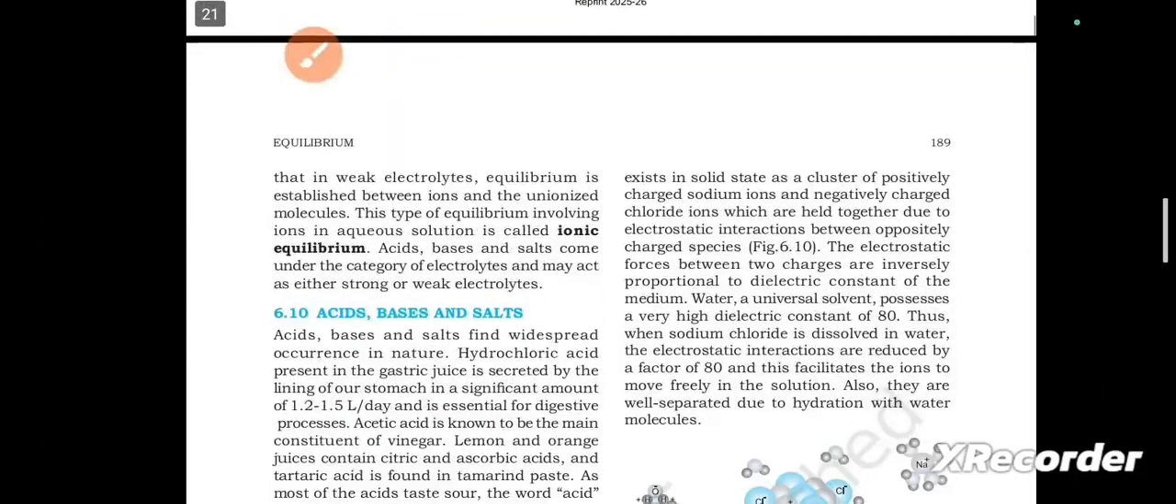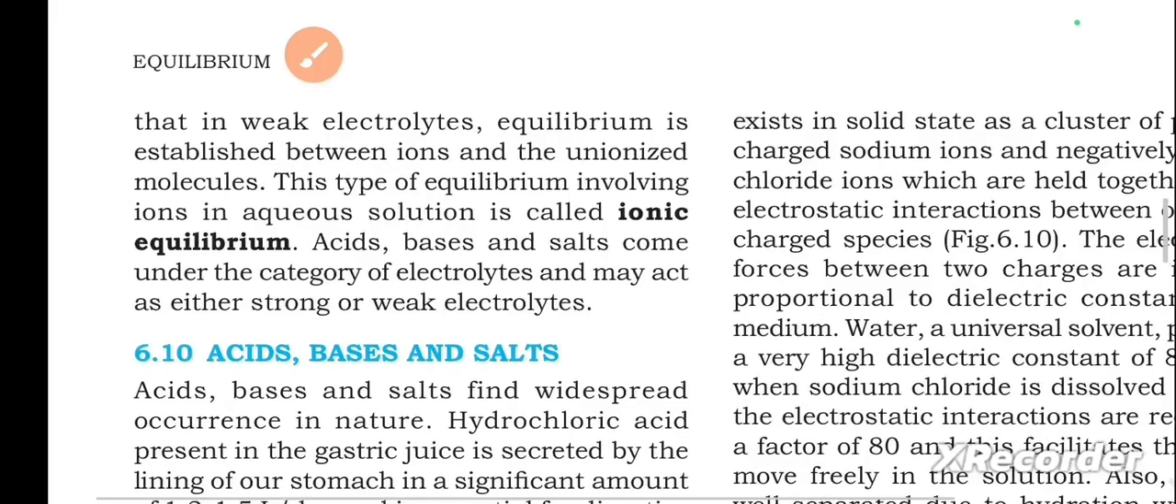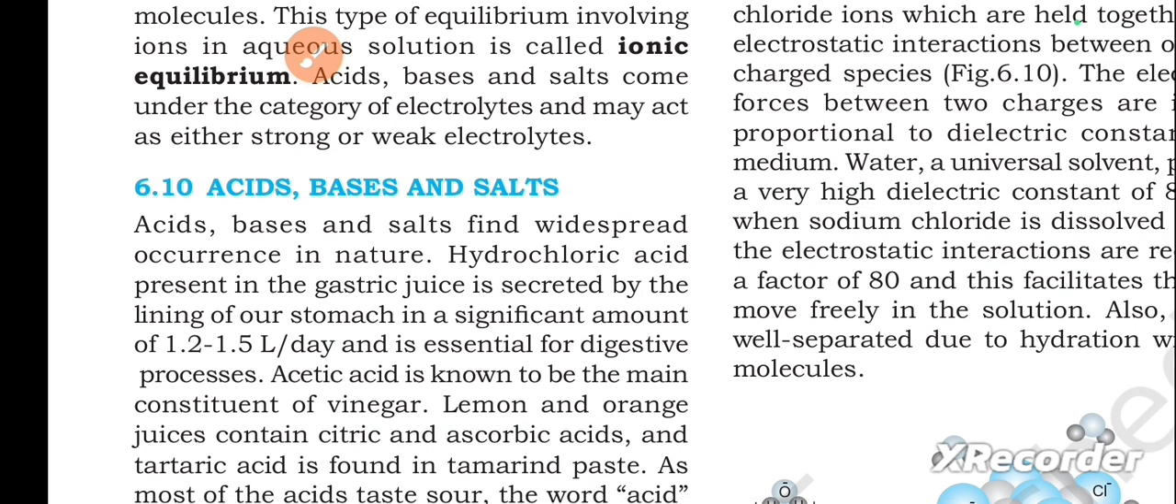It should be noted that in weak electrolytes, equilibrium is established between ions and the unionized molecules. This type of equilibrium involving ions in aqueous solution is called ionic equilibrium. Acids, bases and salts come under the category of electrolytes and may act as either strong or weak electrolytes. Next, acids, bases and salts.